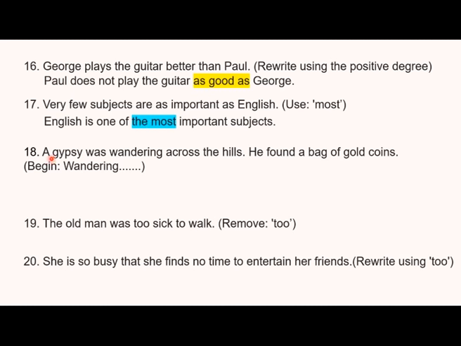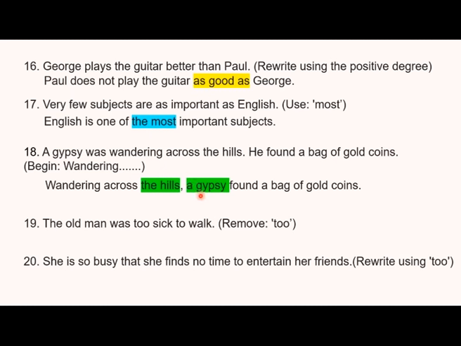Sometimes you have questions like this. A gypsy was wandering across the hills. He found a bag of gold coins. Begin wandering. Now, I want you to pay attention. Sometimes we are in a hurry and we don't pay attention to the articles. This is also important. So, wandering across the hills, a gypsy found a bag of gold coins. So, in the distractors, make sure the articles are also correct. They are not missing.